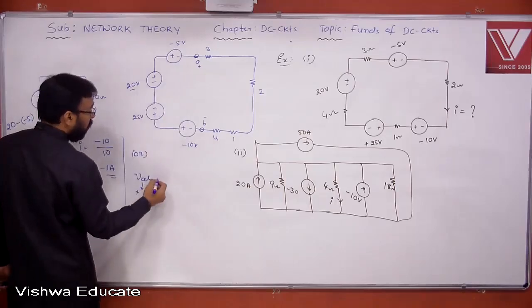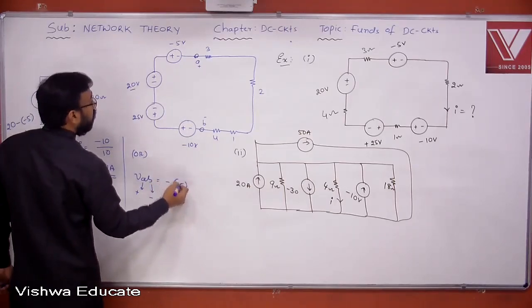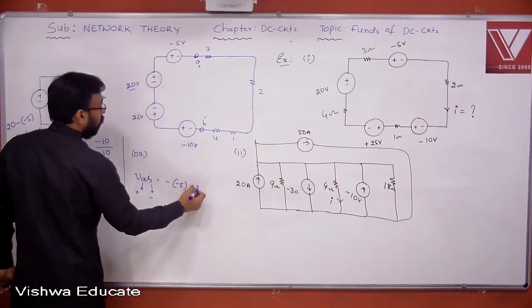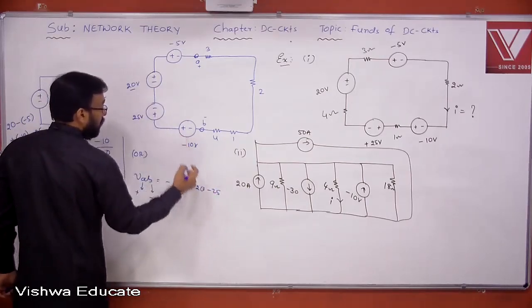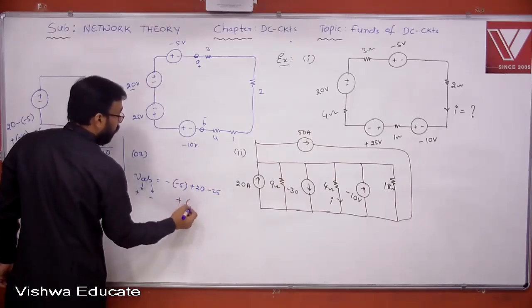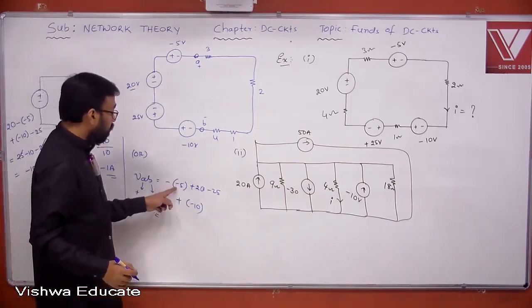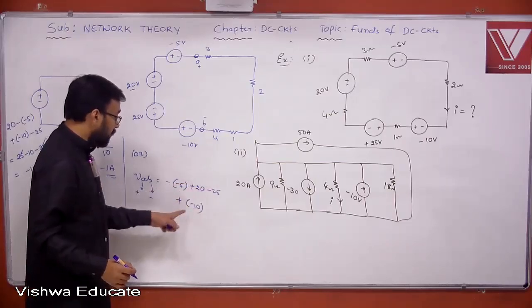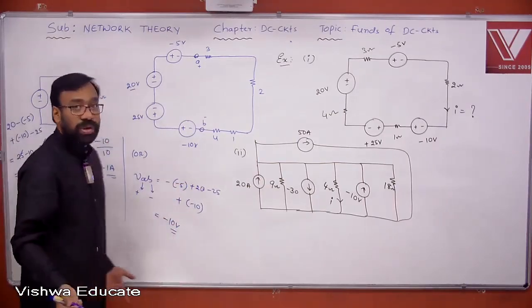When you use the touching concept, what do you get? Tell me. Now, minus of minus 5 plus 20 minus 25 plus, of minus 10, like that. Again, what are you getting here? 20 minus of minus plus 25, 25 gets cancelled. Finally, what are you left with? Minus 10 volts.